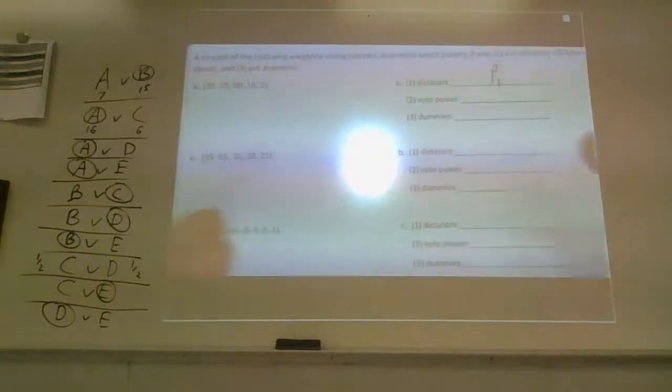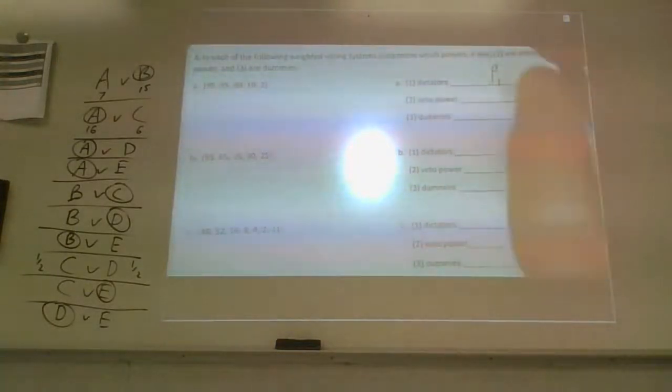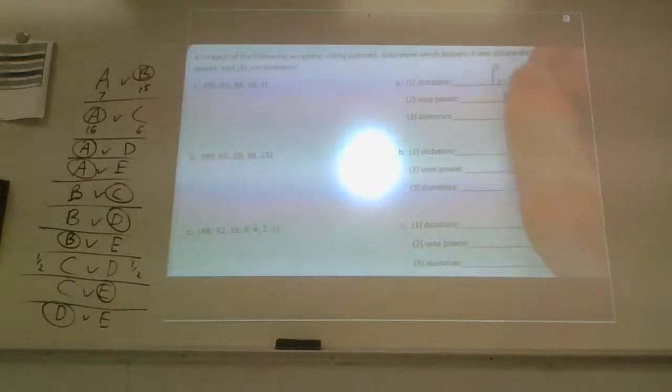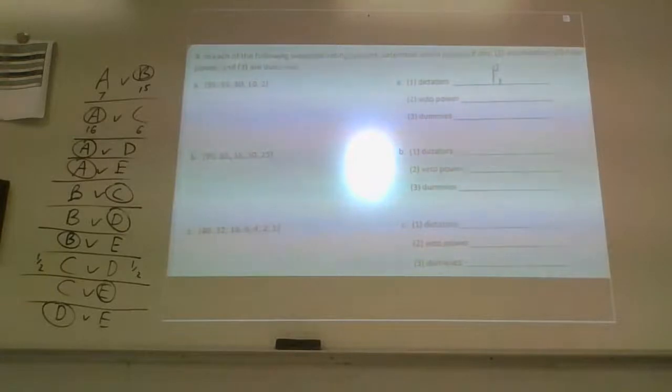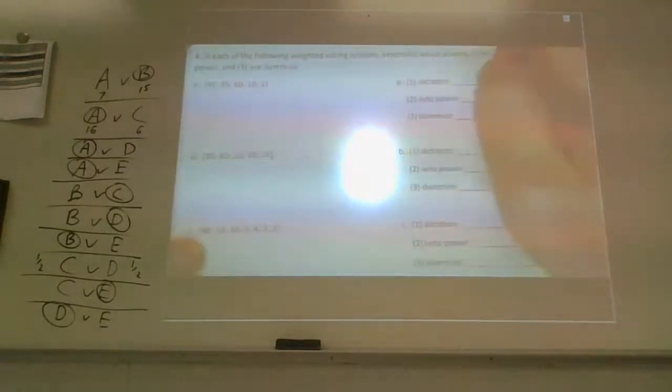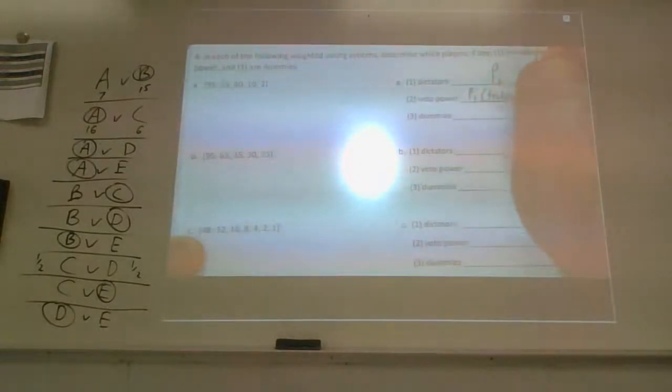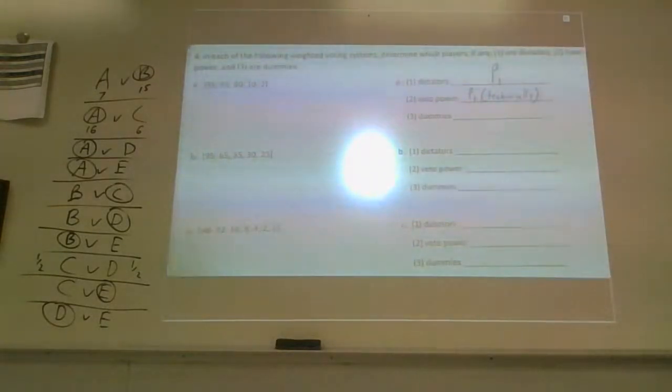In that case, technically, player 1 also has veto power. Technically. But that's not really what the definition says. The definition isn't really taking into account what a dictator is. So you could say player 1, but I'm going to put technically. It's a weird situation. A dictator technically always has veto power, but if you have veto power, that does not automatically make you a dictator.